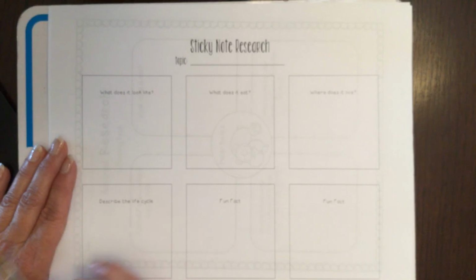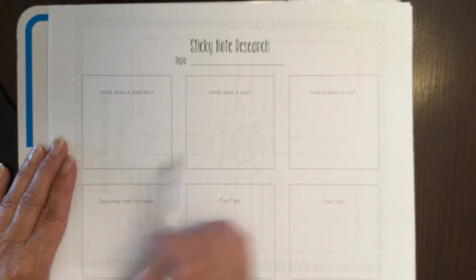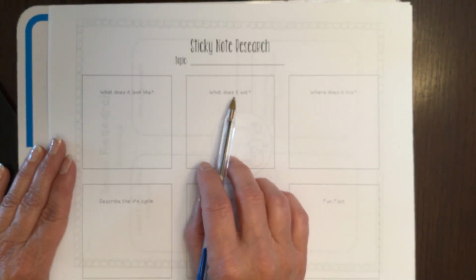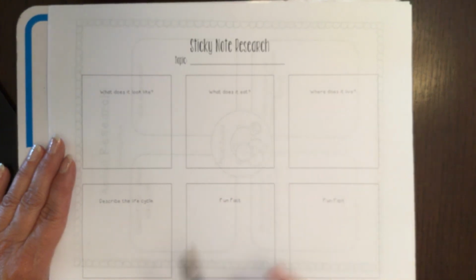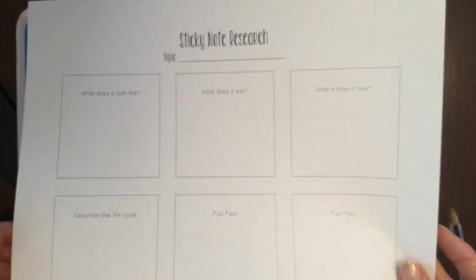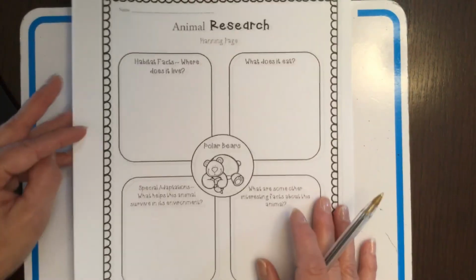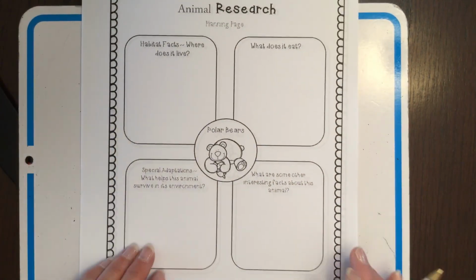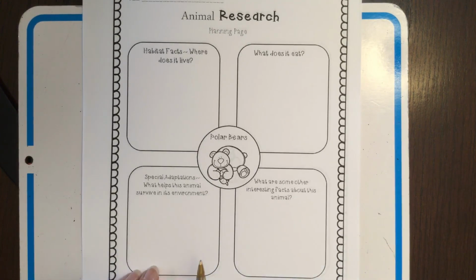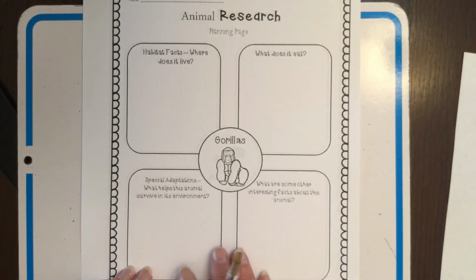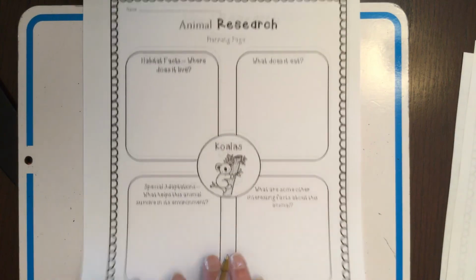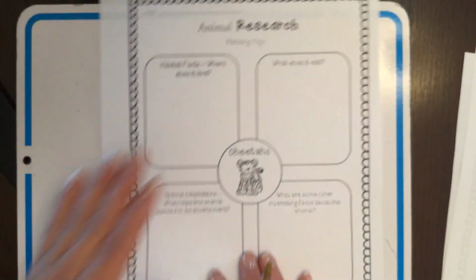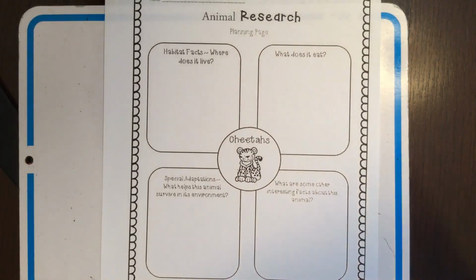So what does it look like? You might have a fact that tells you what it looks like. What does it eat? You might have a fact that tells you what it eats. Where does it live? Describe the life cycle. Some fun facts. So you may need 1, 2, 3, or more of these pages. And the other pages I posted are specifically for the animals I'm talking about this week. So we're going to talk about the polar bear, and the gorilla, and koalas, and cheetahs, and we're going to talk about cheetahs today.